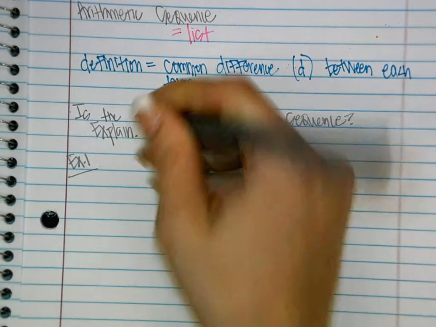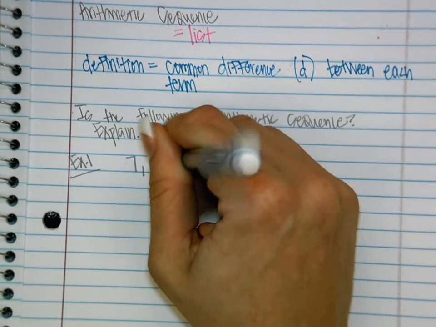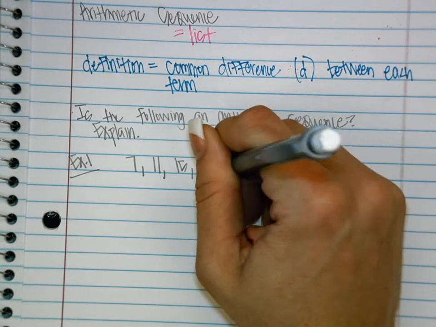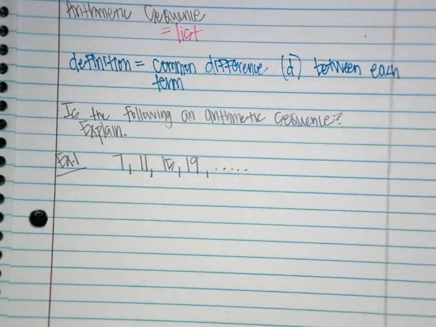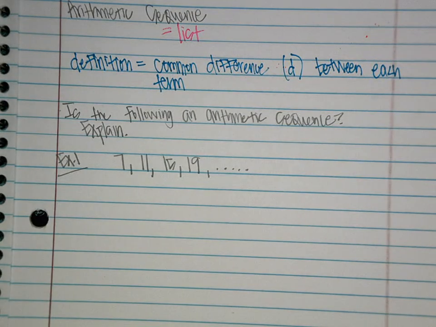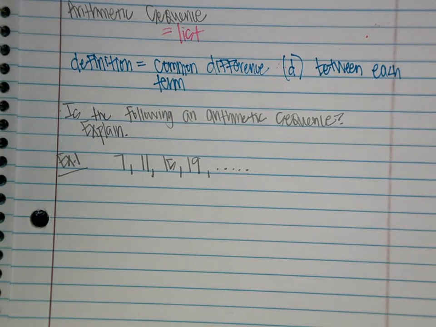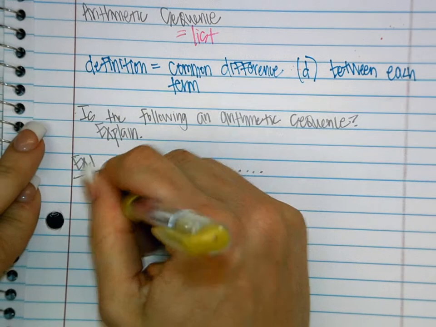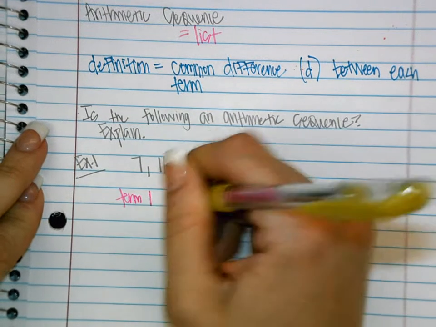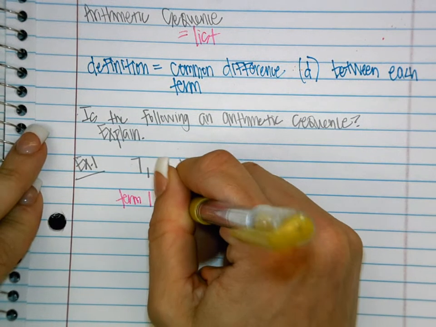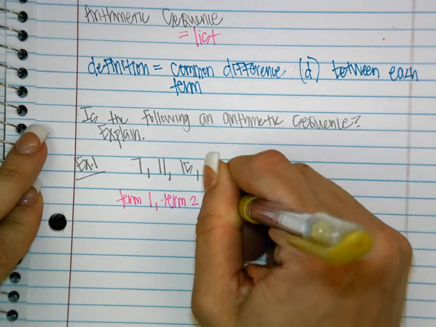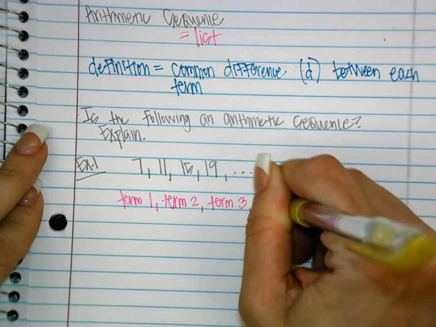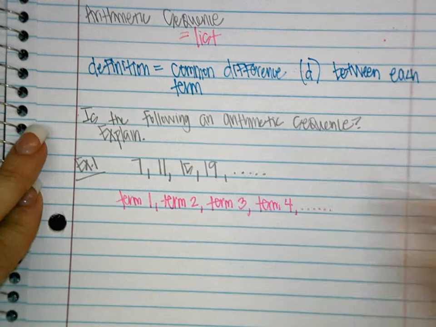So for example, number 1, if I take 7, 11, 15, 19. Okay, so a sequence is just a list of numbers. An arithmetic sequence is when a list of numbers has a common difference. So first thing we need to do is we're going to label these. First one I'm going to label as term number 1. So would you agree that that's term 1? Then 11 would be term 2. We call these term numbers. Term 3, term 4. Okay, and of course we could keep going.